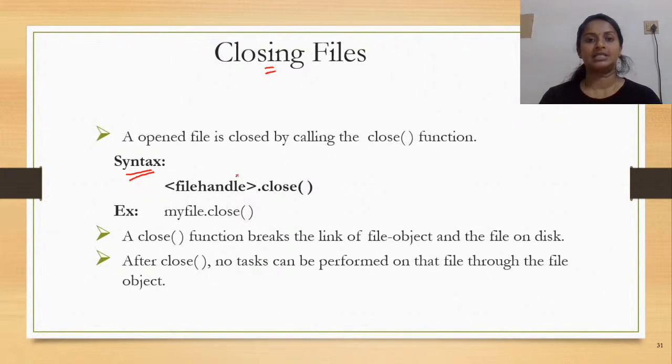Whenever we are learning the syntax, anything enclosed between angle brackets has to be written by the user or the programmer, right? So see the syntax here: file handle dot close. Now close is a method here and not a function. Why? Because is it a standalone function? No, because it is going to exist along with the file object. So for this reason, close is called a method and not a function.